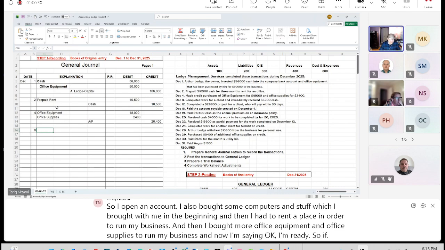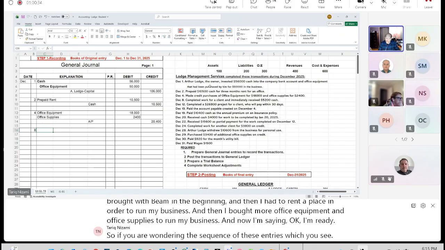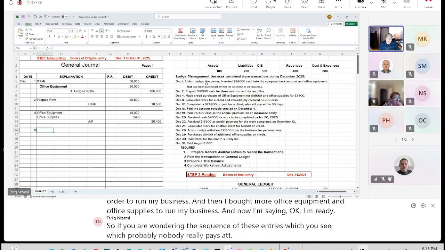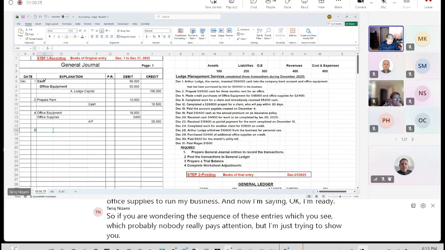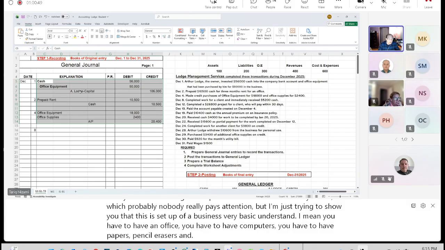If you are wondering about the sequence of these entries, which probably nobody really pays attention to, I'm just trying to show you that this is the setup of a business. Very basic. You have to have an office, you have to have computers, you have to have papers, pencils, erasers, and you have to make sure you have insurance, which you can take later. But now I'm ready.